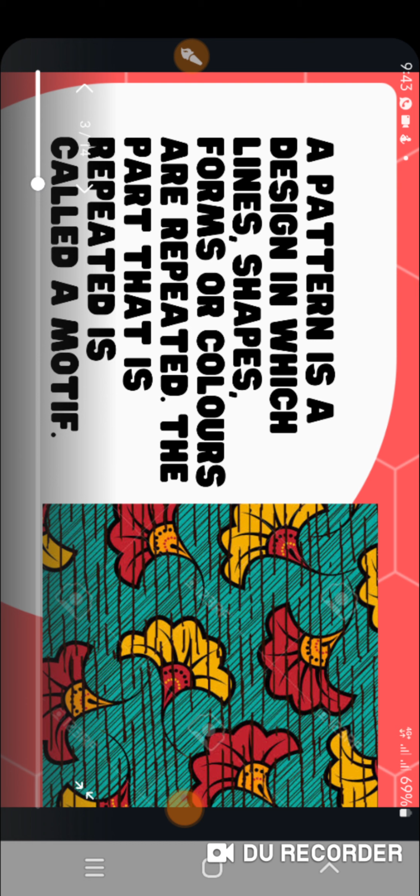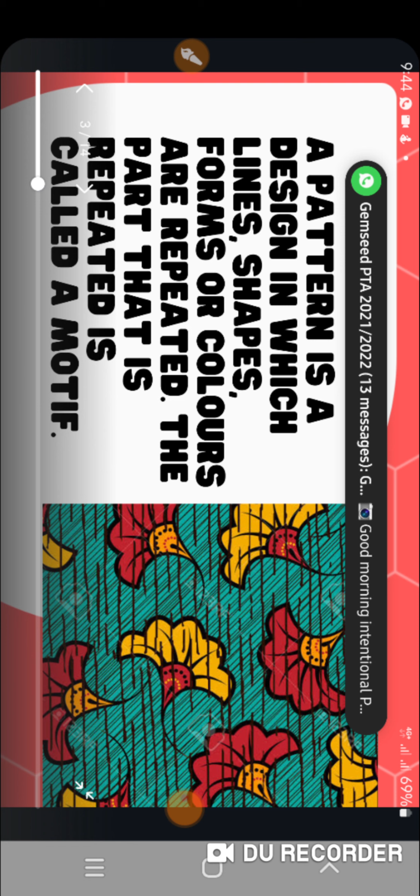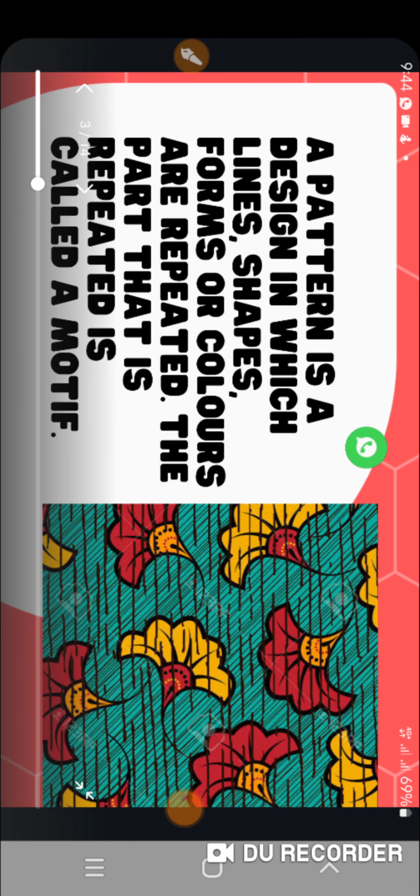Okay, now tell me the difference between motif and design. Stand up and be thinking. A motif is a color or a shape, or a design of something repeated multiple times. So a repeated motif is a pattern.